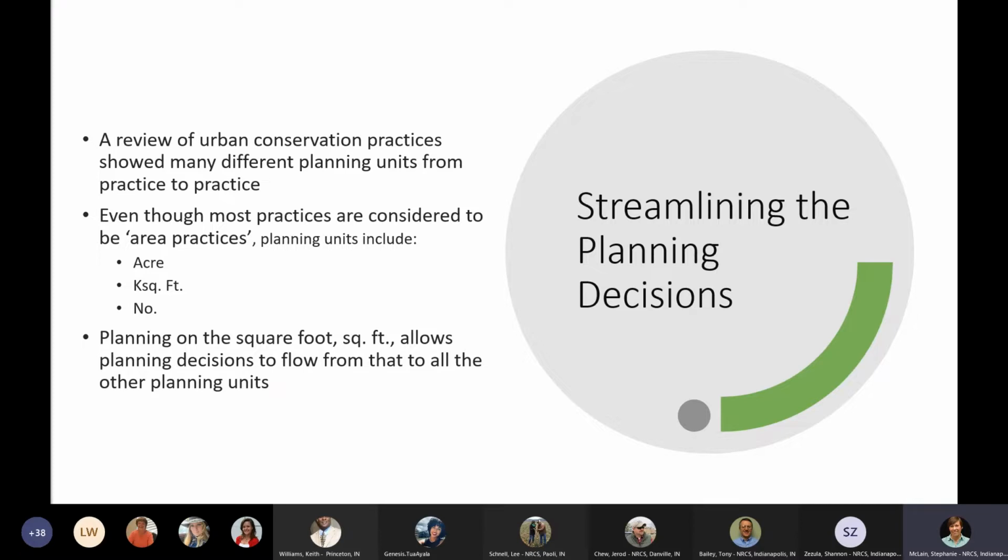And so the thing that I want to hit on here is this last bullet, is that in the discussions that we were having, one of the things that we came home to over and over again is that planning on the square foot, if we start thinking about urban and small farms that we're looking at square foot and planning that way and collecting data on that square foot basis, will allow planning decisions to kind of flow from that size to all the other planning units. It's a pretty simple calculation to go from square foot to acre, and another simple calculation to go from square foot to 1,000 square feet. And if we have a decent constant, it's a pretty simple step to go from square foot to number.